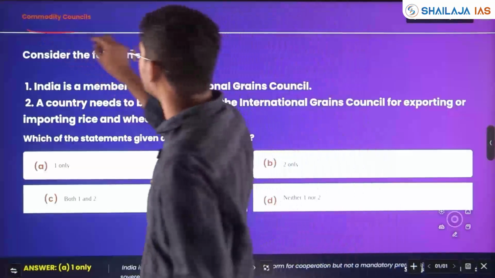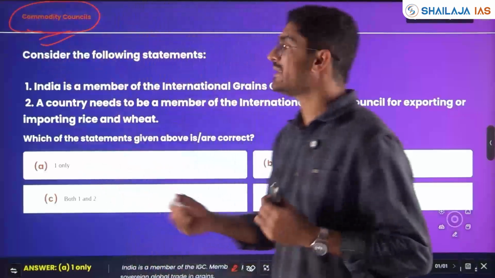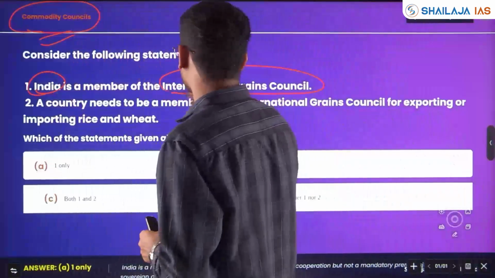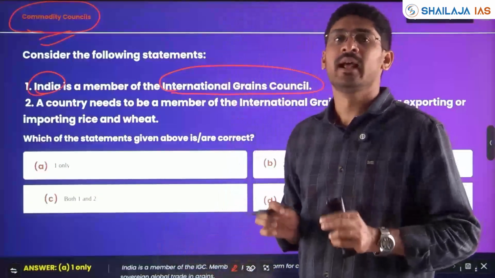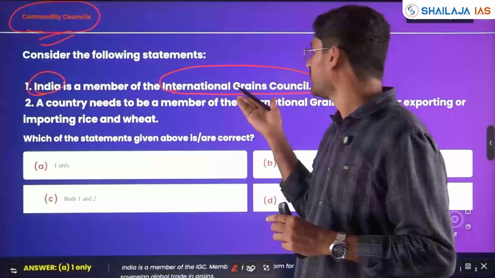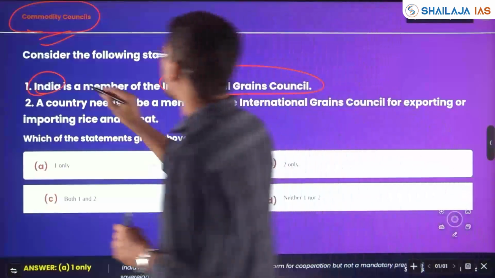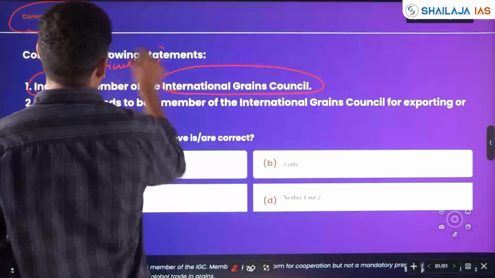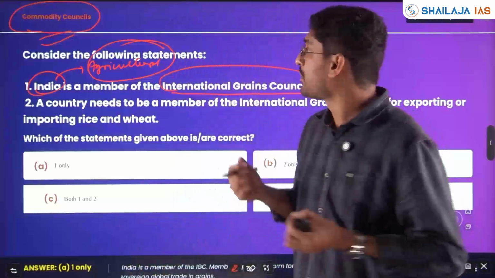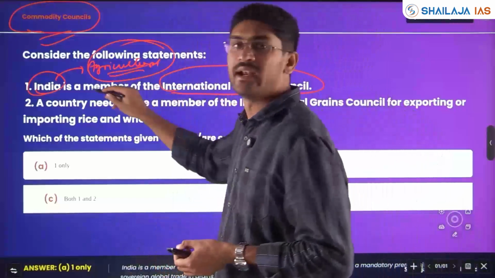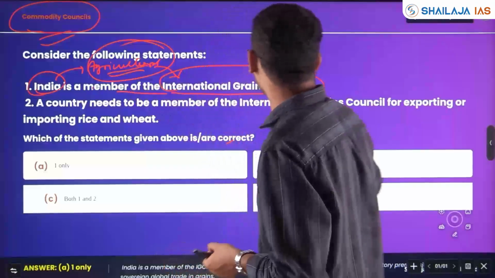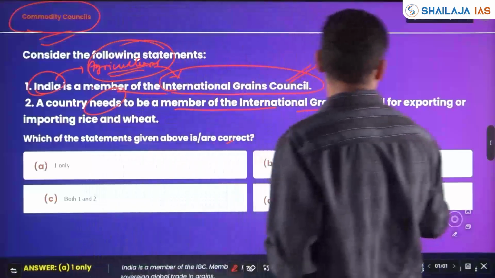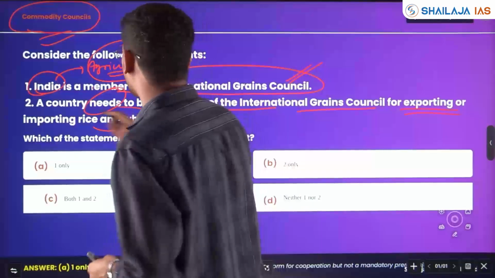Consider the following statement with respect to commodity councils. The questions are asking how trade is happening. India is a member of the International Grains Council. Now I don't know, still I'll be able to answer this statement with respect to IGC. Why? India is an agriculture-first country. Okay? India is an agricultural country. Obviously, being one of the highest population countries and an agriculture country, the corollary is that it is a member of the International Grains Council. Understood? A country needs to be a member of the International Grains Council for exporting or importing rice and wheat.